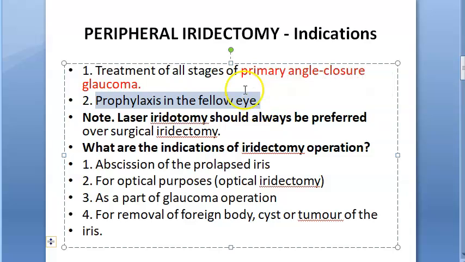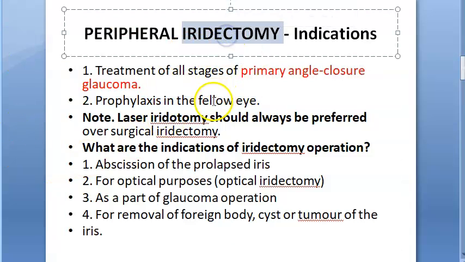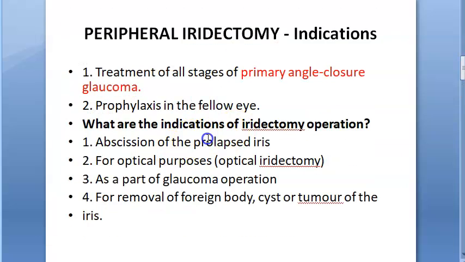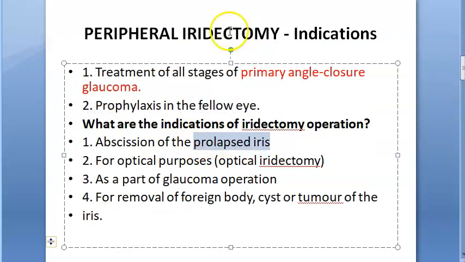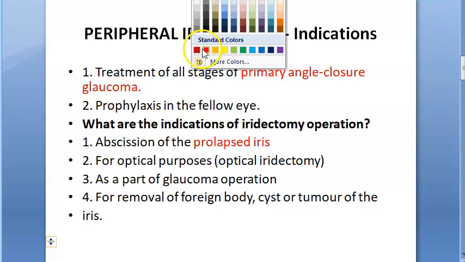If they suspect that this guy is an angle closure suspect, they can prophylactically do an iridectomy in the fellow eye, in the other eye. If there's prolapsed iris, they are doing iridectomy.